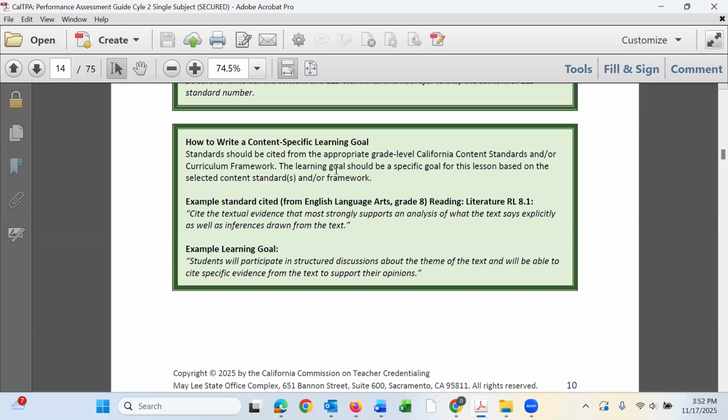Standards should be cited from the appropriate grade level, California Content Standards or Framework. Learning goal should be a specific goal for this lesson based on those standards. So here's an example, grade 8 reading literature. Cite the textual evidence that most strongly supports an analysis of what the text says explicitly, as well as inferences drawn from the text. Kind of the way it's written, cites the verb.